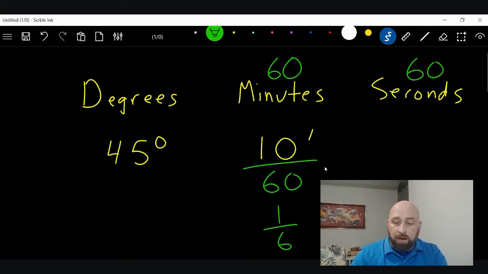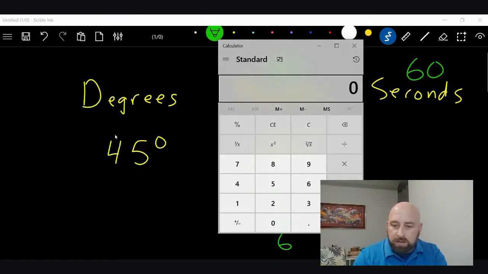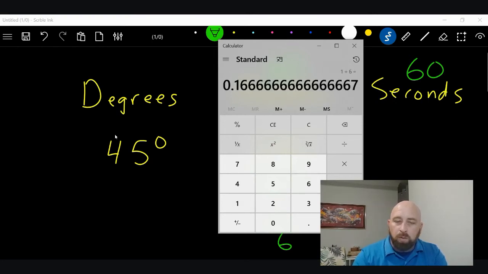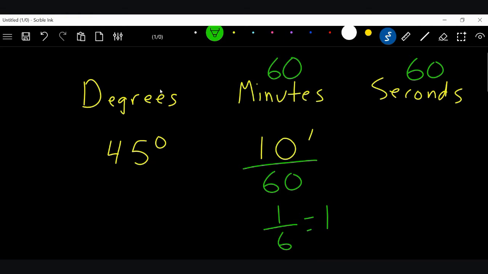And then we could take our calculator and do 1 over 6. That actually comes out to a repeating decimal. 1 divided by 6 equals 0.166666 repeating, okay? And so that's going to be the decimal, 0.1667. We'll round it off, okay?